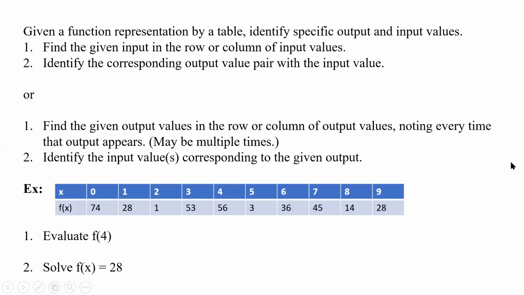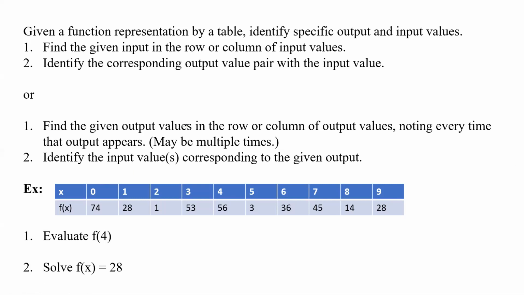All right, so with this one, if we're given a function represented by a table, what we need to do is identify specific output and input values. So if we're given an input in the row or column, sometimes they give them in rows like we have here, sometimes in columns like we had in one of them. What we have to do is find the input value and then identify the corresponding output value that's paired with that input value, okay?